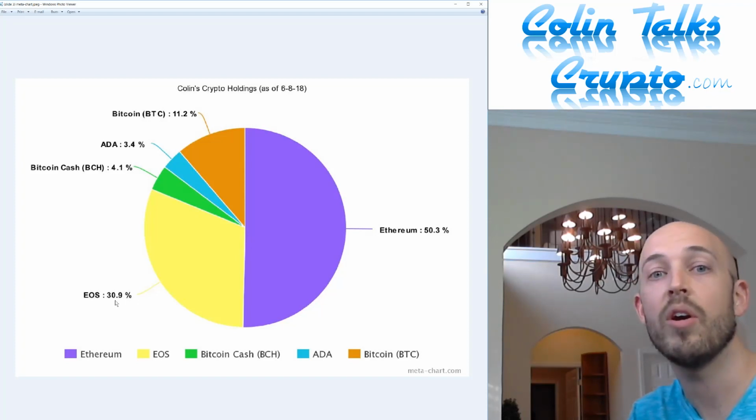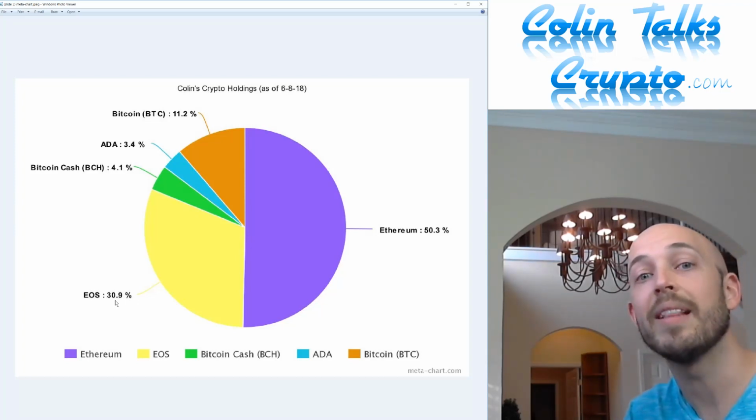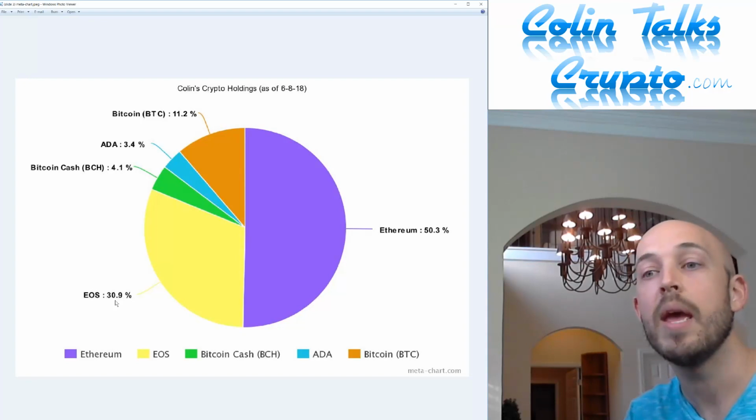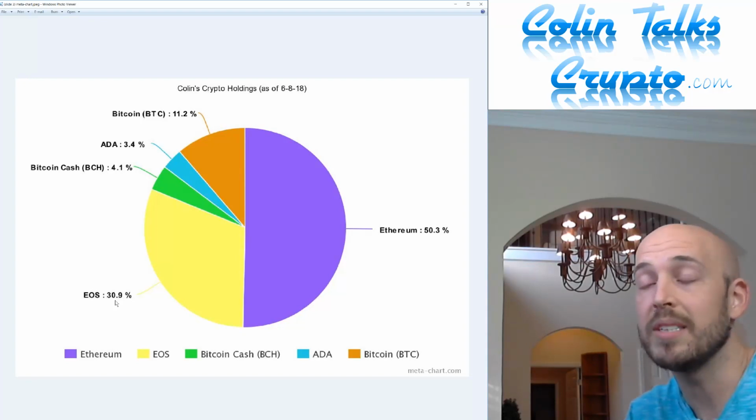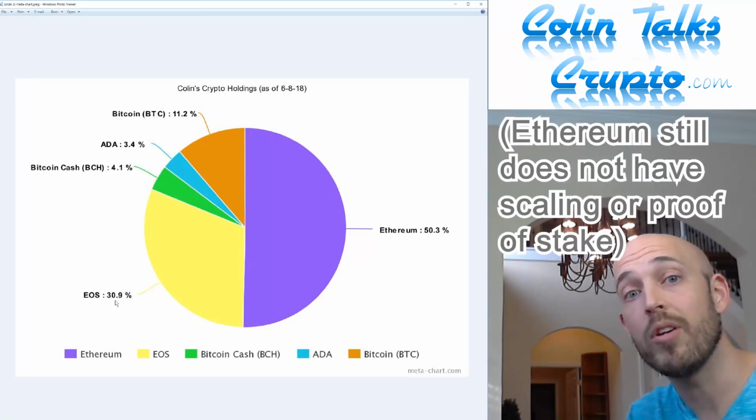EOS took a year to build the software with a vast majority of the features from the start, and that allows them to jump ahead of the game. And it turned out to be correct, because here we are, we're just about at launch time, and we're going to have a chain, and we're going to have all the features, smart contracts, and scaling before Ethereum ever got scaling implemented.